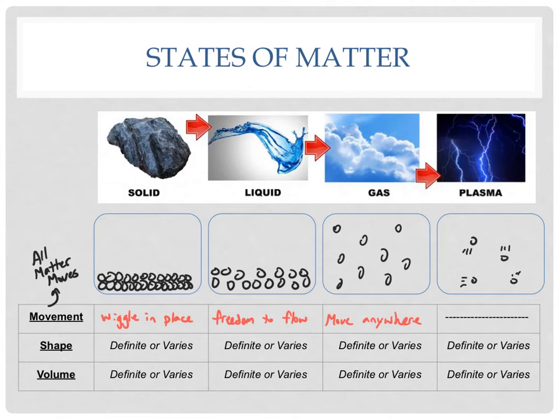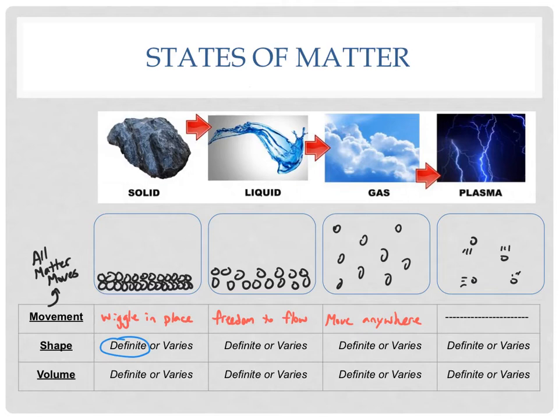Let's now talk about the shape of the states of matter. So when you look at a solid sample, what shape does it take? Well, the question is, does it have a definite shape or does the shape vary? In other words, does the shape stay or does the shape change? Well, for solids, because the particles have very little movement and they just wiggle in place, they have a definite shape.